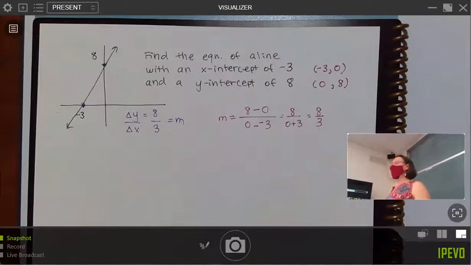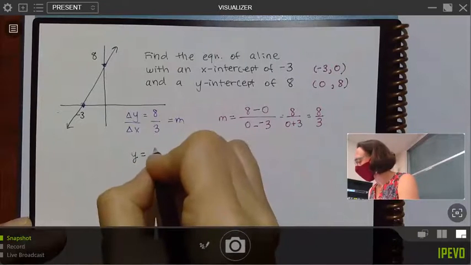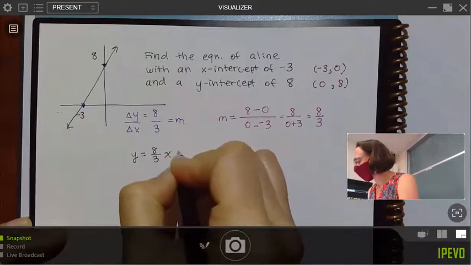If we have the y-intercept, I'm just going to use it. Since I have the y-intercept, I would write my final equation as 8/3 x plus 8.